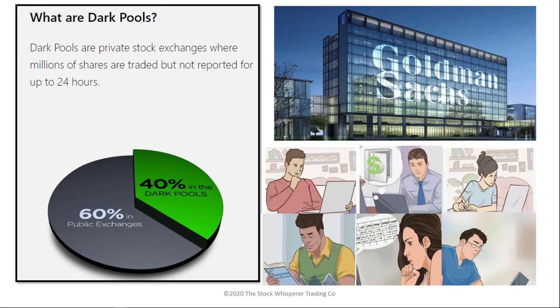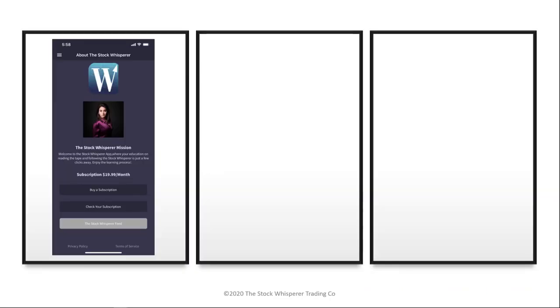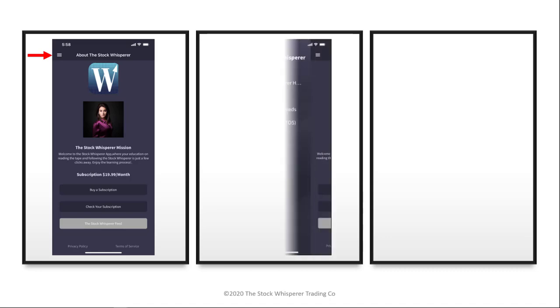All right, so most of you have downloaded the app, right? So here you have the first screen that you see. If you click on the menu bar, right here, there are three lines, top left corner. It'll bring you to this page right here.